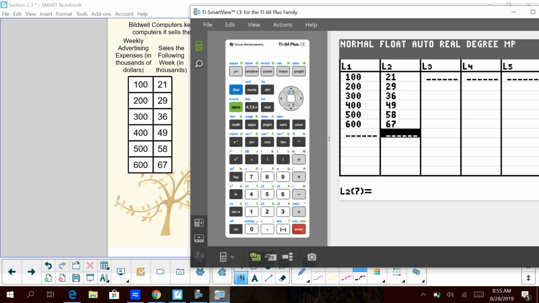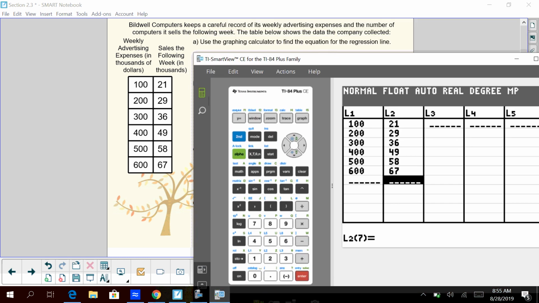Okay, so for this problem, it says the computer company keeps a careful record of weekly advertising expenses and the number of computers it sells the following week. The table below shows the data the company collected. Notice, by the way, these say in thousands of dollars. So it's another case where they're cutting off numbers that are repeated in every single value. When we see 100, it's truly $100,000 in sales the company's making, but it doesn't make our number so large if we cut out those extra zeros.